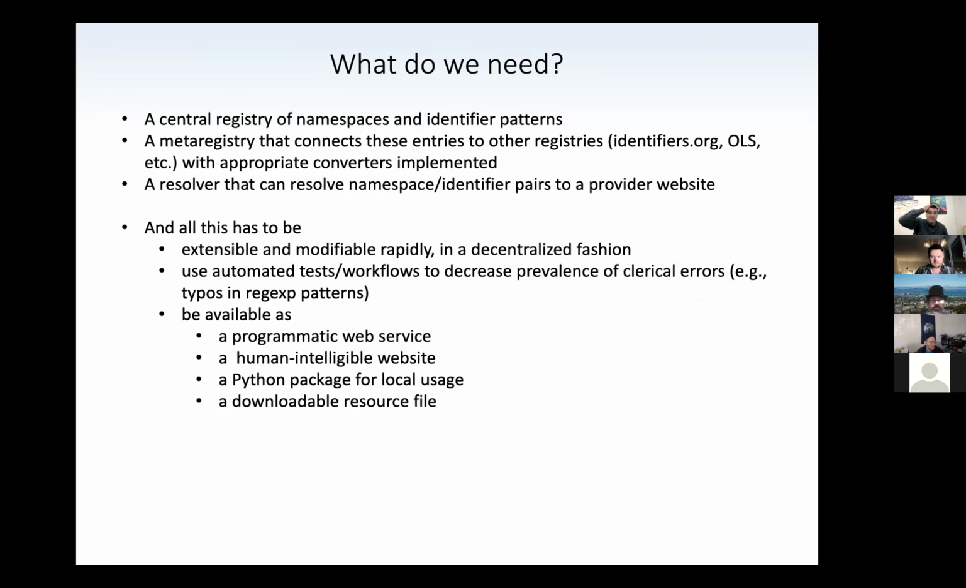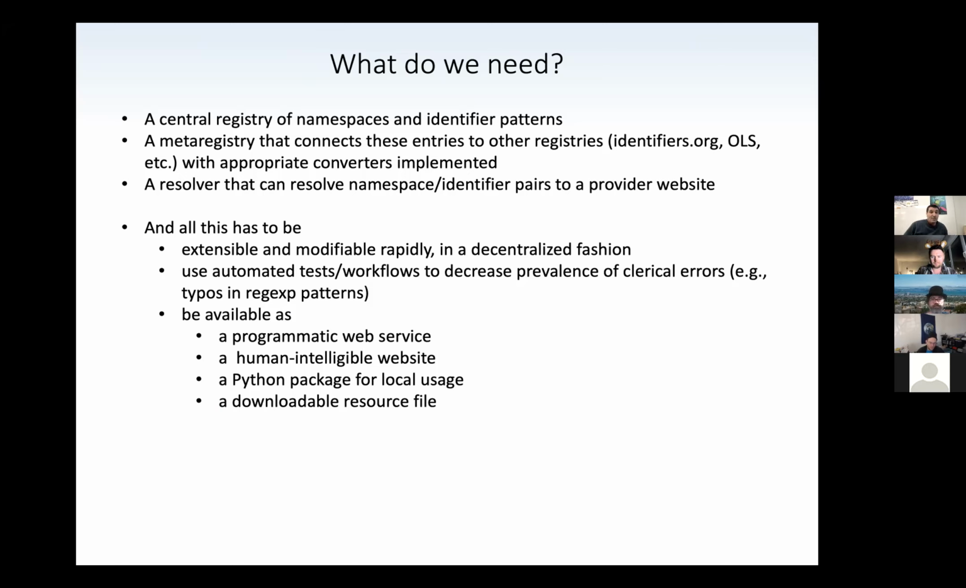So I think from the perspective of Indra and the other systems we're working on, what we need is a central registry of namespaces and identifier patterns, a meta registry that connects these, because we do want to be able to generate links to identifiers.org or OLS, and so we need a way to convert and map between those. We need a resolver that, when we generate, for instance, interactive websites and networks, there's a URL that you can click through to get to a provider's website.